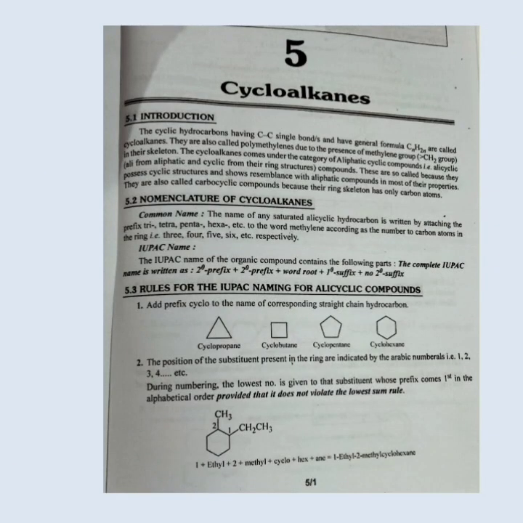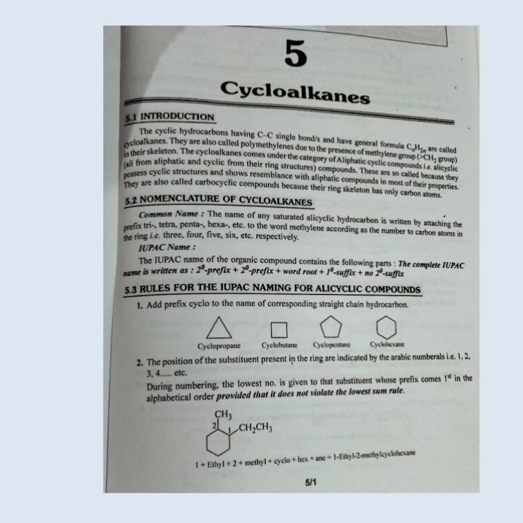Chapter: Cycloalkanes. Introduction. The cyclic hydrocarbons having carbon-carbon single bond or bonds and the general formula CnH2n are called cycloalkanes. They are also called polymethylenes due to the presence of the methylene (CH2) group in their skeleton. The cycloalkanes come under the category of aliphatic cyclic compounds, that is, alicyclic compounds.